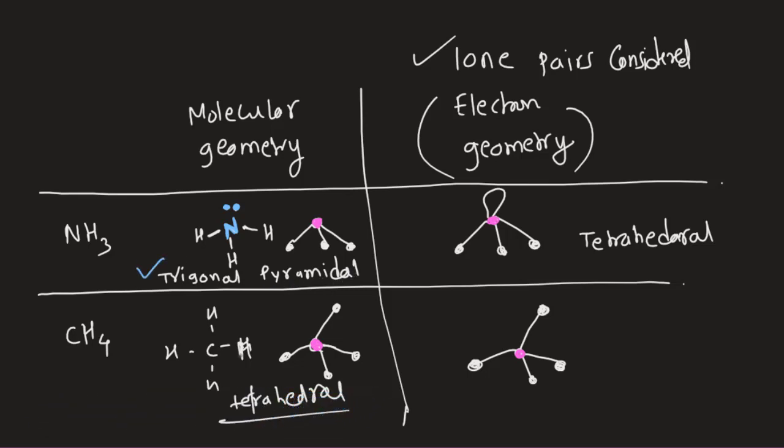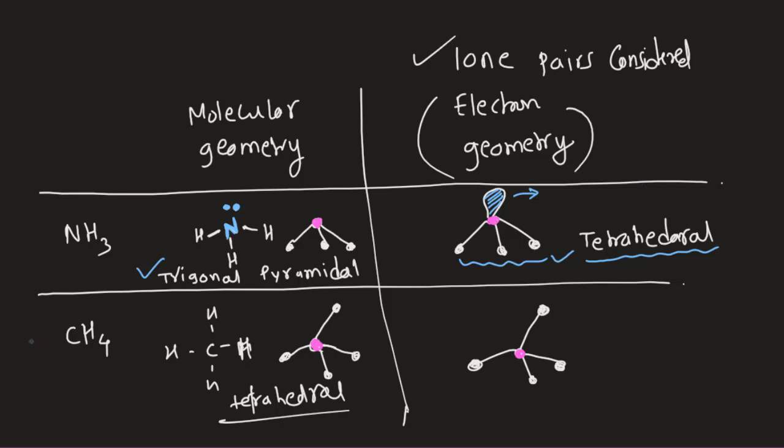But if you look at the electron geometry for the same molecule, you can see that we are showing this lone pair, and that's why the name for this geometry is given as tetrahedral, because there are four sides, right? Three hydrogen sides and one lone pair side. That's why it is tetrahedral geometry. So even if the molecule is the same, we have different molecular geometry and different electron geometry.